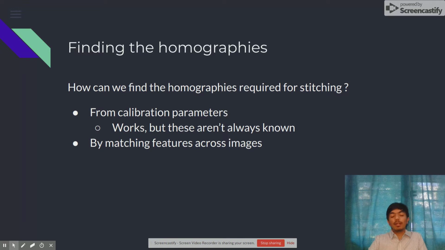How can we find the homographies? There are multiple methods, one being from calibration parameters which are given from the camera metadata. They work, but they might not always be known. The second idea is by matching features across images. That is the more popular one.